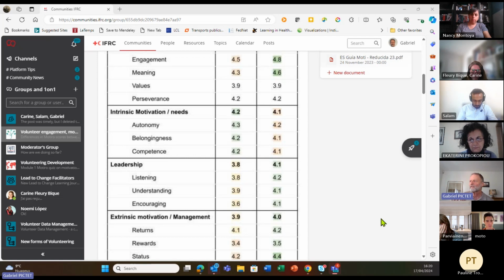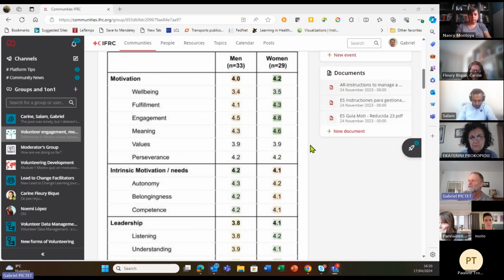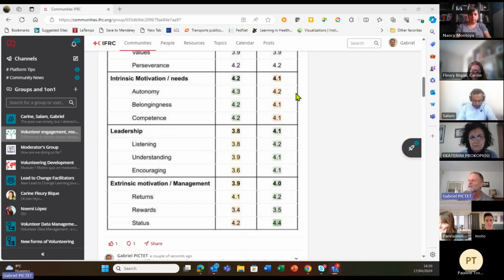So if you want to have a good idea, perhaps, of why women seem to be doing better in motivation and motivational outcomes, then these are the results. So the causes would be around here.